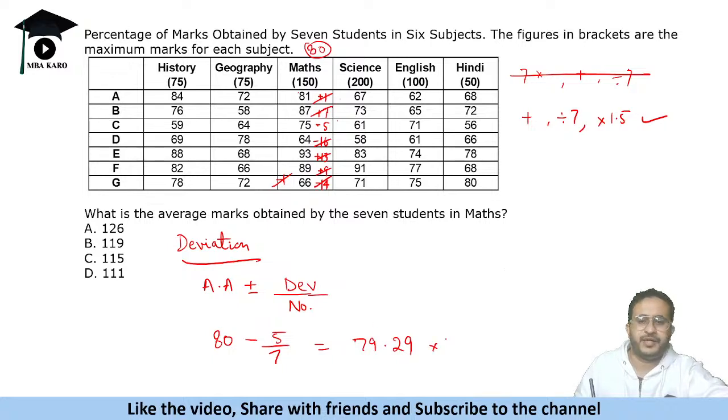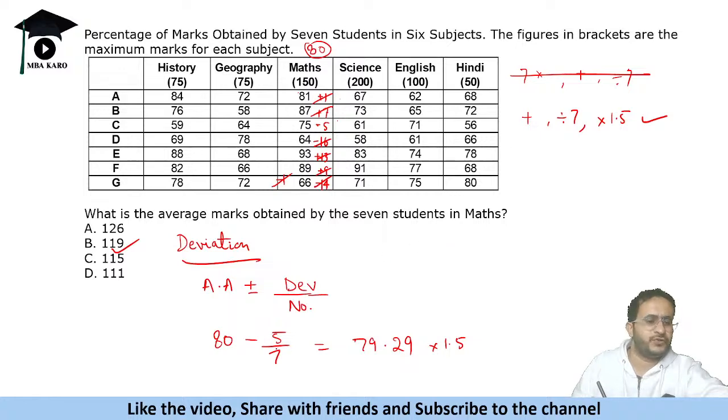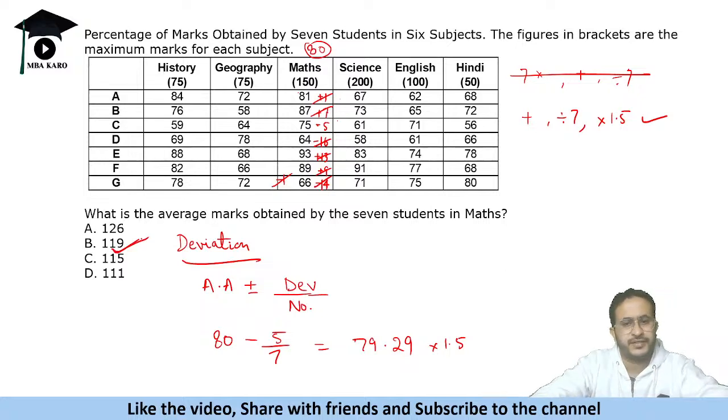And we need to multiply by 1.5. 80 into 1.5 is 120, and subtract 1, so approximately 119 will be the answer. Our average came very close to 80. So 80 into 1.5 is 120. 5 by 7 into 1.5 is 7.5 by 7, so roughly 1. Subtract 1 from it, and you get 119 as the answer.